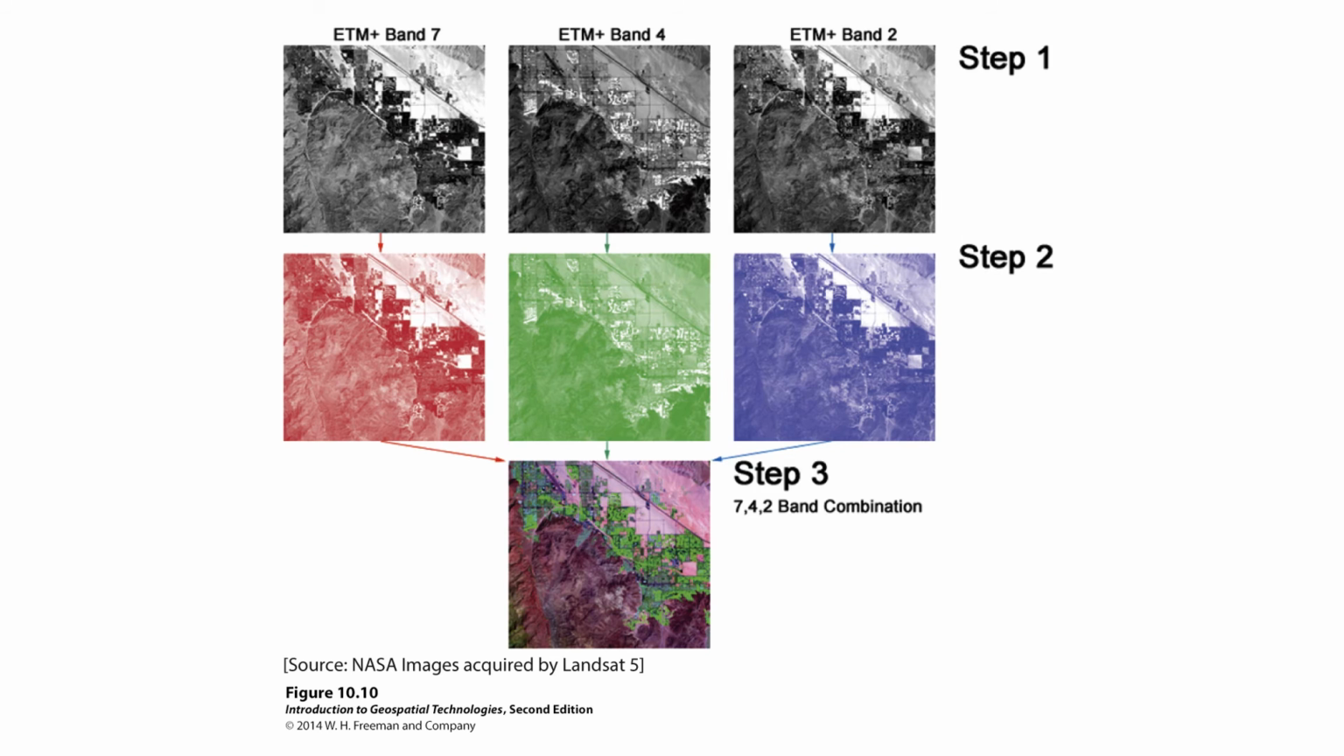Now, where does this data come from? Sometimes we get it from satellites. In satellites, you might have things like band 7, band 4, and band 2, and they're all in grayscale, and from that you can pull out these different things and set up these different combinations. An example here in step 3, we're looking at 742, which is a unique band combination that is designed to allow you to see certain things.